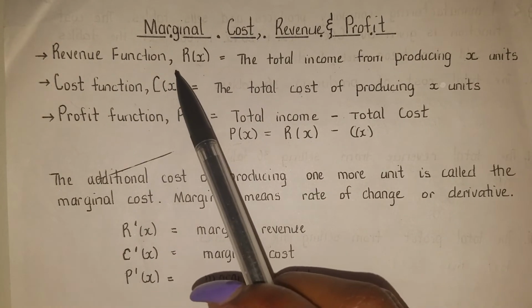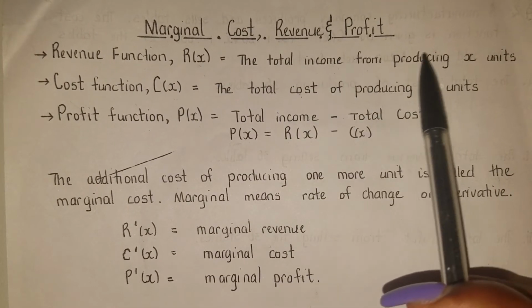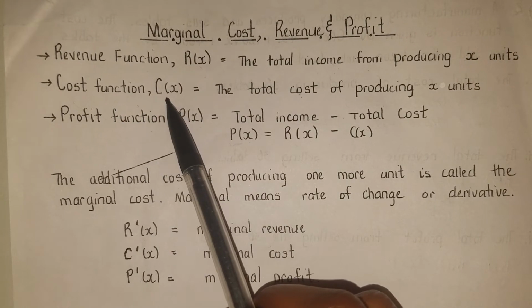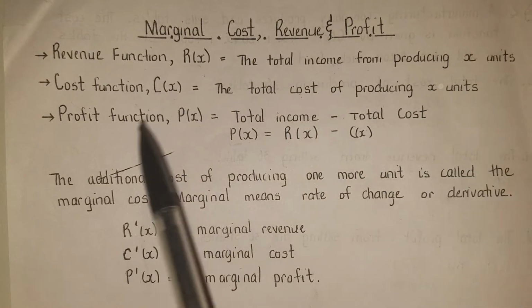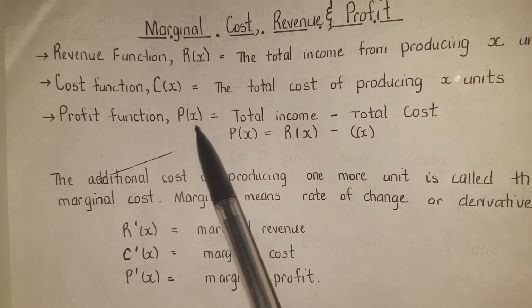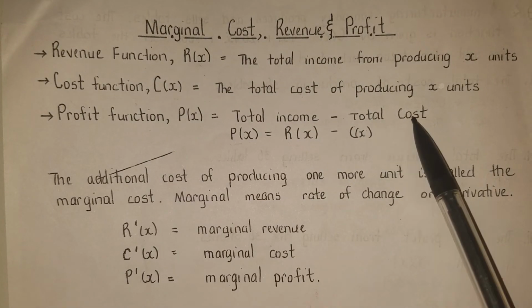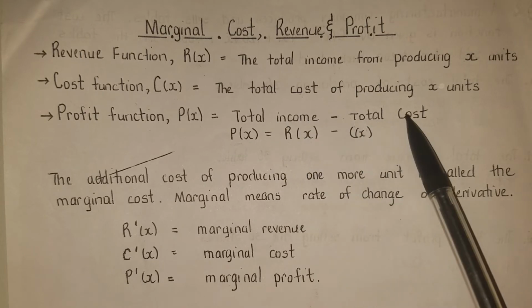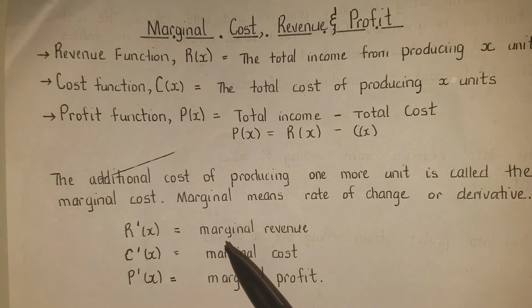The revenue function represented by R of X is the total income from producing X units. The cost function expressed C of X is the total cost for producing X units. And the profit function P of X is the total income minus the total cost. If it is a loss, it will be the same formula, income minus cost, and can be expressed as L of X instead of P of X.